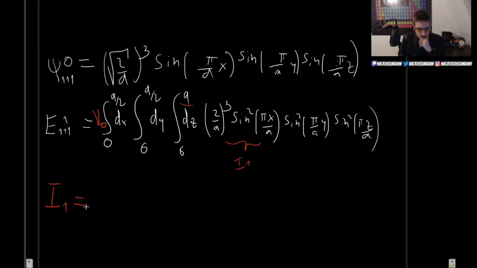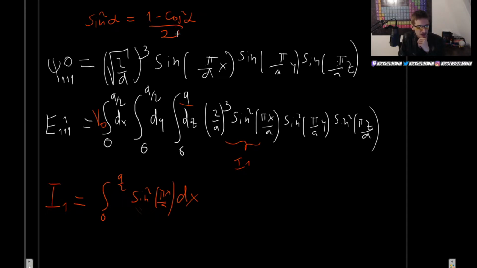So I1 is going to be the integral from 0 to a over 2 of sine squared of pi x over a dx. Now this sort of integral we can easily solve if we write that sine squared of alpha is 1 minus cosine of 2 alpha, divided by 2, of course considering alpha to be pi x over a. Okay, so let's do that. So we get the integral from 0 to a over 2 of 1 minus cosine of 2 pi x over a dx, and all of this times 1/2.